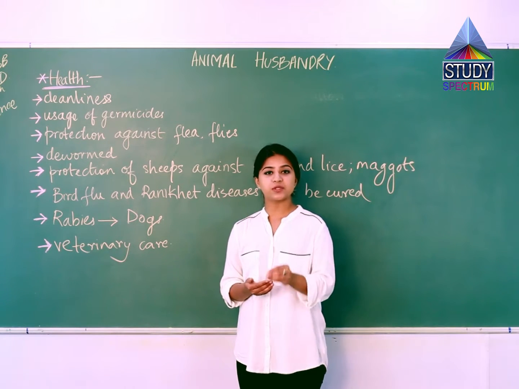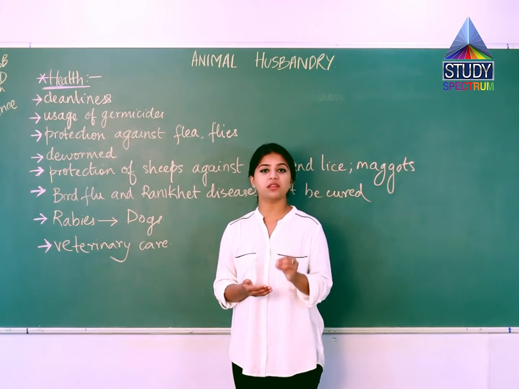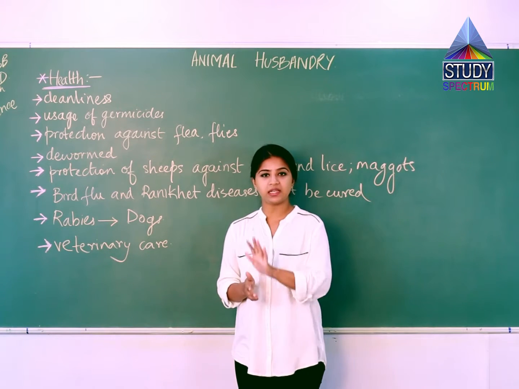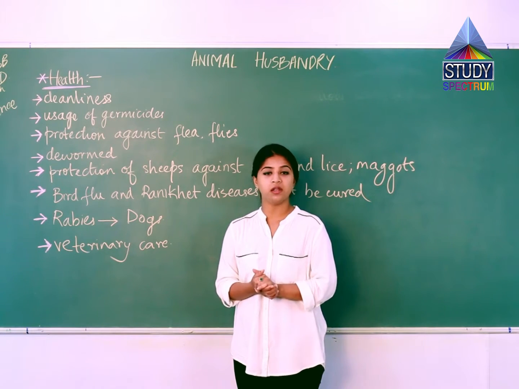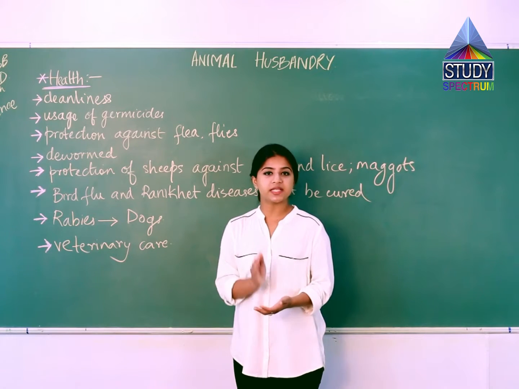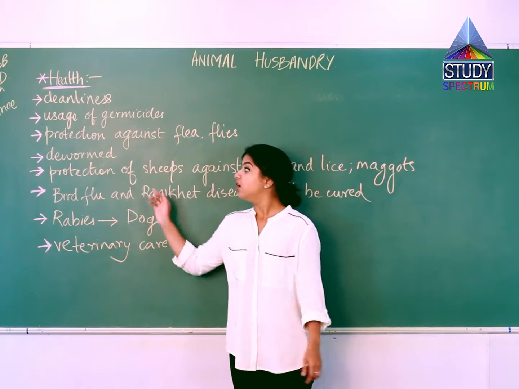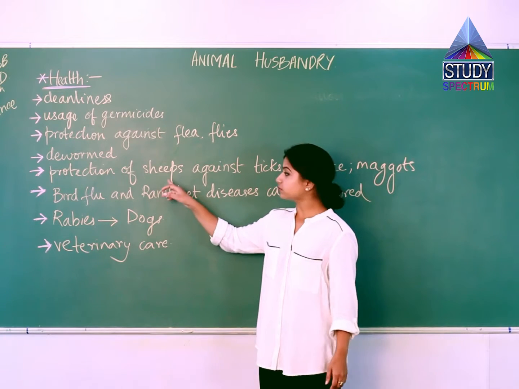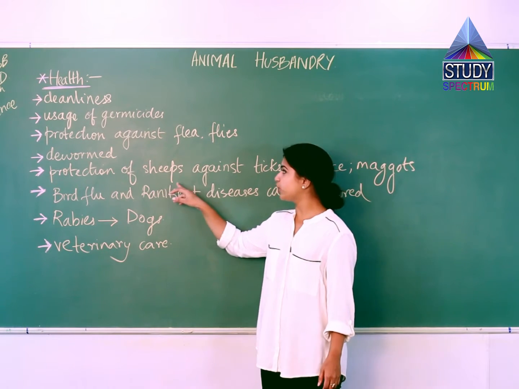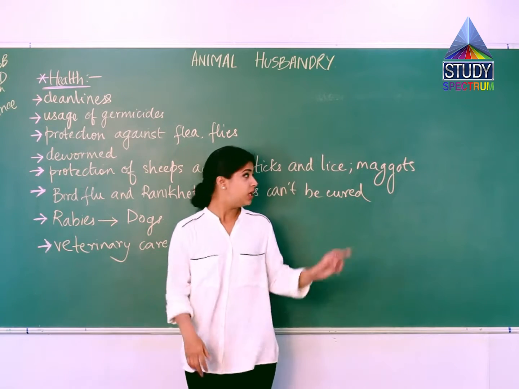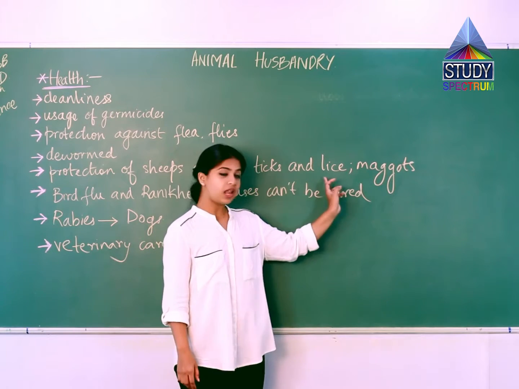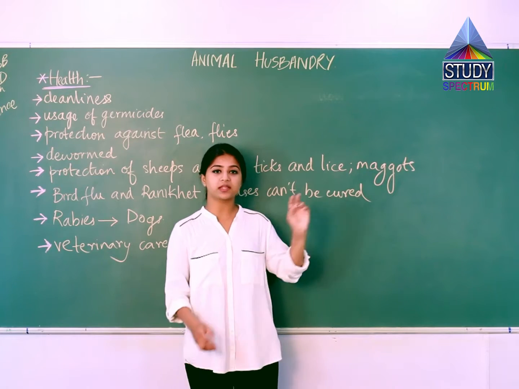So deworming capsules and deworming medications are the most important medications for any kind of domestic animal, the animals that are being bred by humans. After the deworming, another step is protection of sheep against ticks, lice and also maggots.